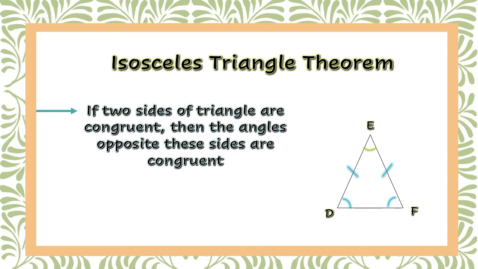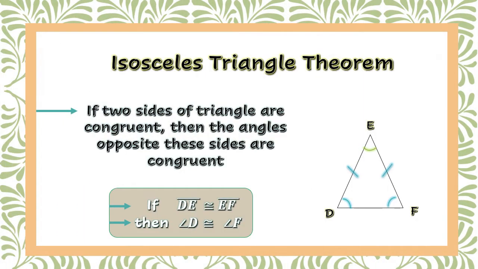Now, let's proceed to the isosceles triangle theorem. Isosceles triangle theorem: if two sides of a triangle are congruent, then the angles opposite these sides are congruent. If side DE is congruent to side EF, then our base angles, which are angle D and angle F, are also congruent.